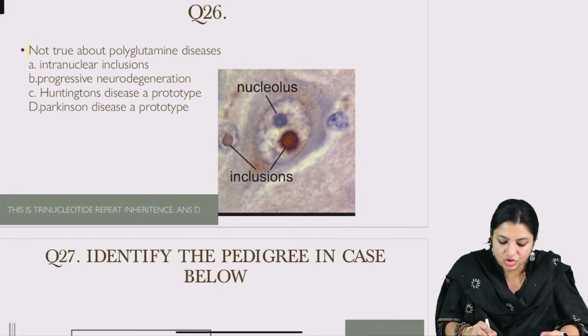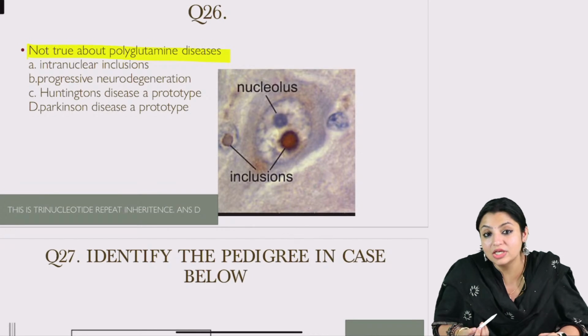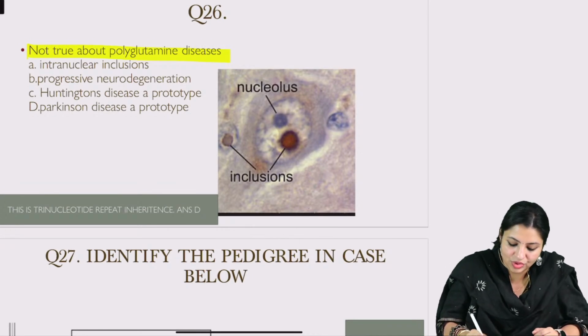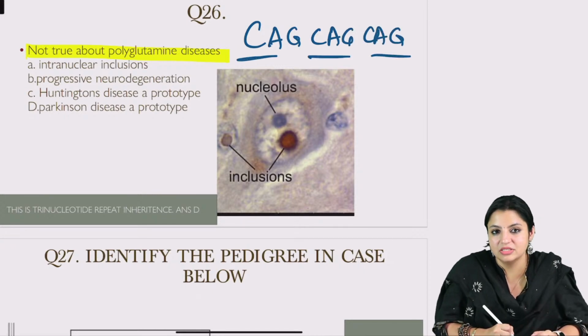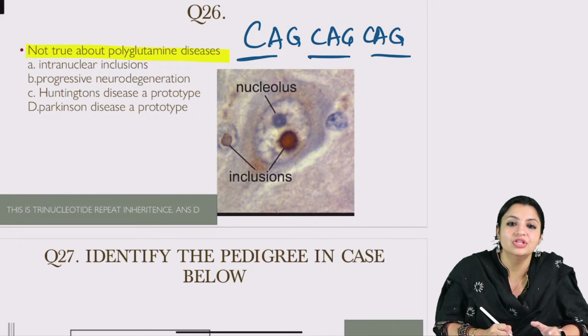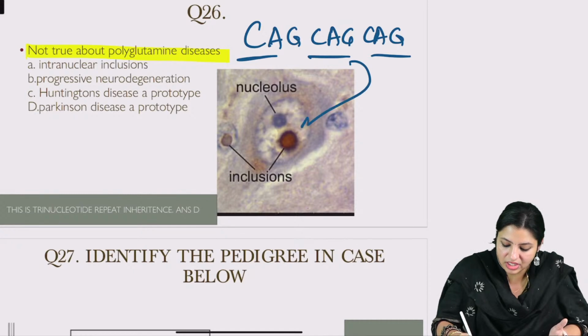So this is not true about polyglutamine diseases. Remember, guys, whenever I'm talking about polyglutamine diseases, polyglutamine means CAG, CAG, CAG. What is this? Trinucleotide repeat diseases, okay, which occur in the coding sequence. So whenever the trinucleotide diseases occur in the coding sequence, CAG, CAG, these are called polyglutamine diseases, and they will typically cause intranuclear inclusions.